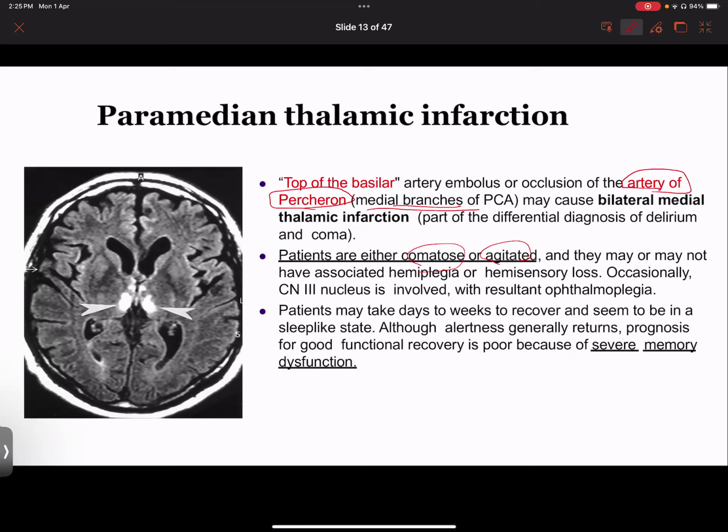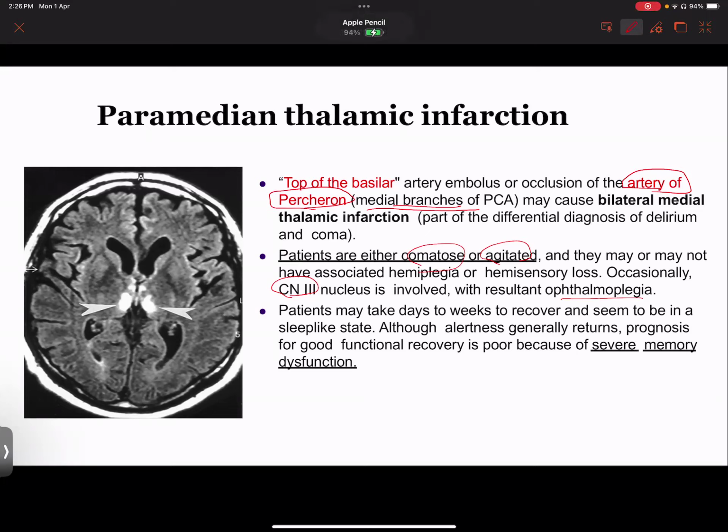But the most important nucleus that is usually affected by this is the cranial nerve number 3 nucleus. So we're going to have ophthalmoplegia. Patients that have paramedian thalamic infarction take a lot of days to recover. Alertness is going to return, but they're not going to have a good functional recovery. Why? Because they're going to have severe memory dysfunction.